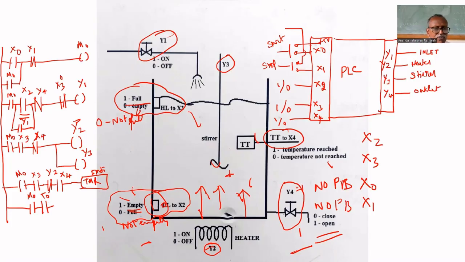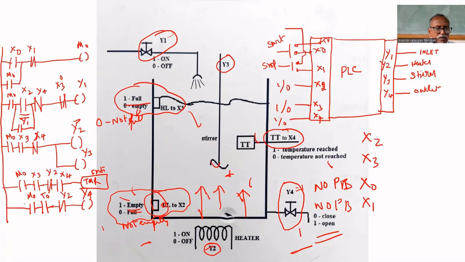Heater must be turned off. Heater Y2, the heater should not be on. Any other thing? That's all. The output is Y, outlet valve is Y4. Outlet valve will be open. Will it work?